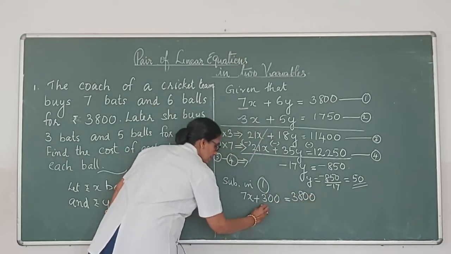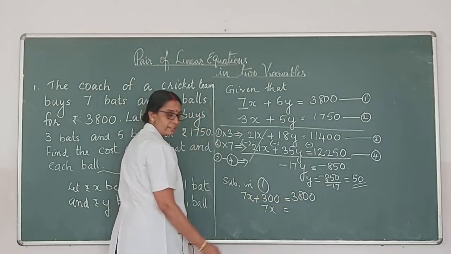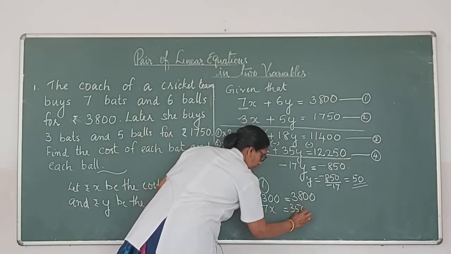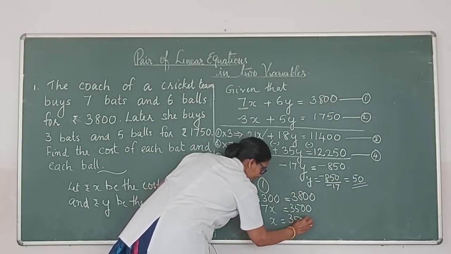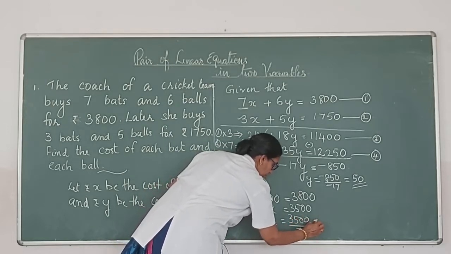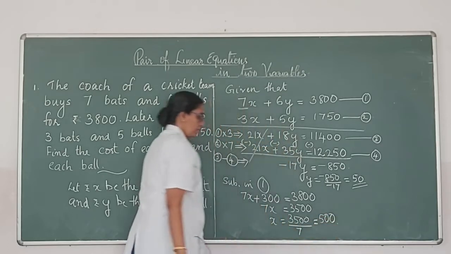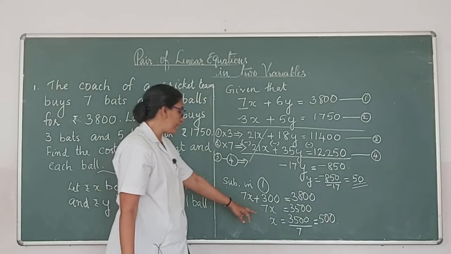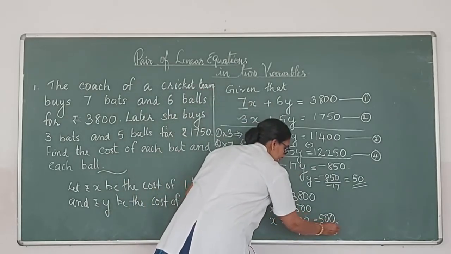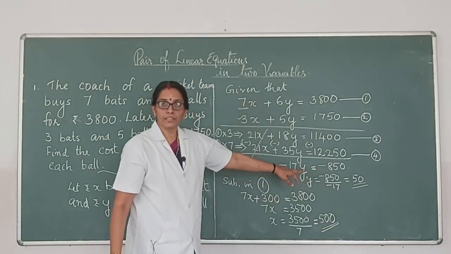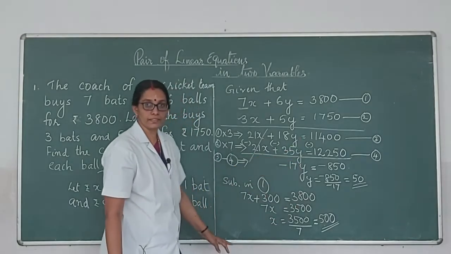3800. So 7x equal to 3800 minus 300, it is 3500. So x equal to 3500 by 7. What is it? It is 500. Okay, we got value of x as well as value of y. So what is this x and what is this y? That also we have to write as last step.